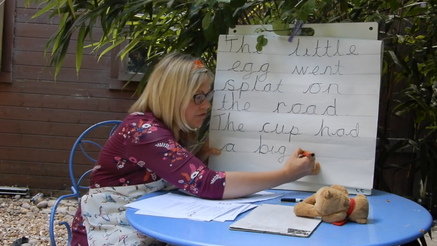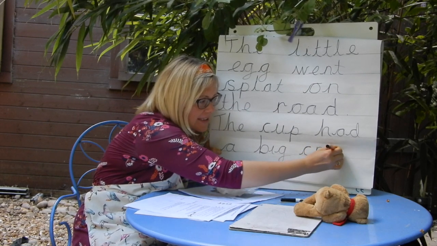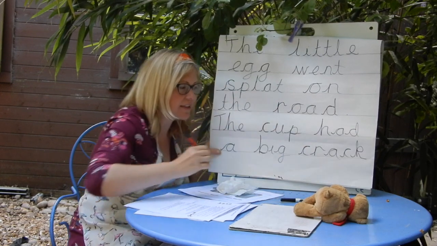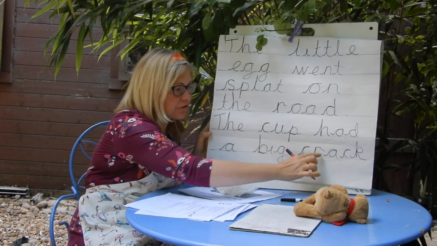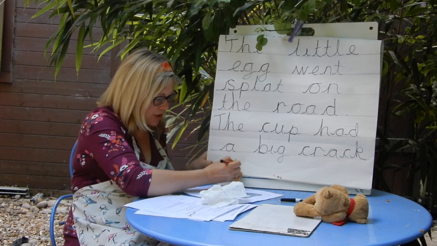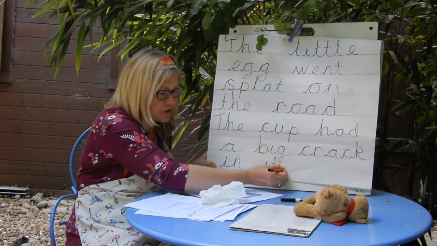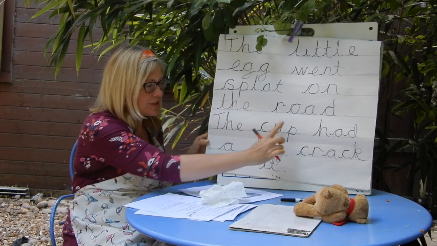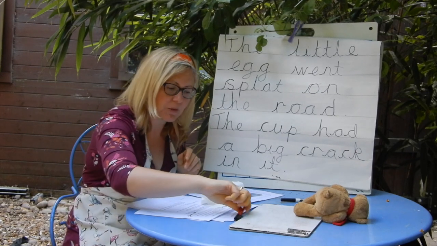So we need to find four sounds for crack. And then because the k sound is on the end, it has to be the two letters making the k sound. Crack. The cup had a big crack in it. I'm going to squeeze that in at the bottom. I, n, and then it, full stop, just big enough to see. And then we've got our capital letter, full stop, and beautiful finger spaces. And we've used our phoneme flicky fingers to help us to spell those words.